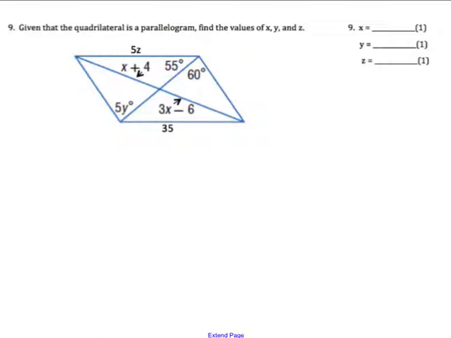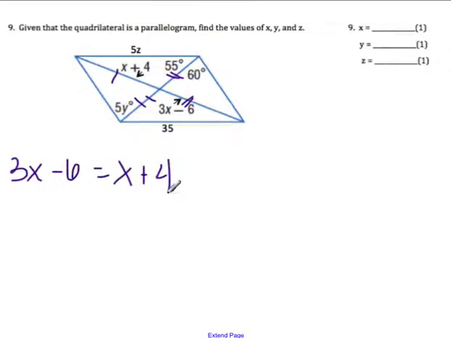Okay, let's take a look at number 9. Given that the quadrilateral is a parallelogram, find the values of x, y, and z. Remember that diagonals bisect each other, so each of these diagonal pieces is congruent to the other. So for this one, 3x minus 6 is equal to x plus 4.